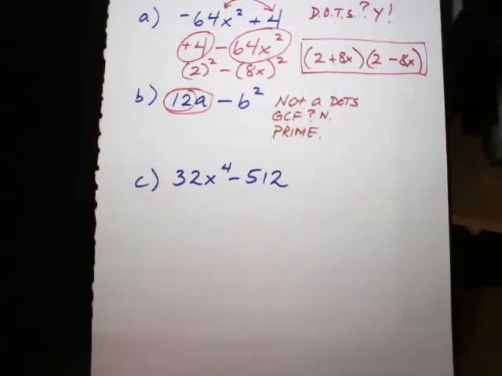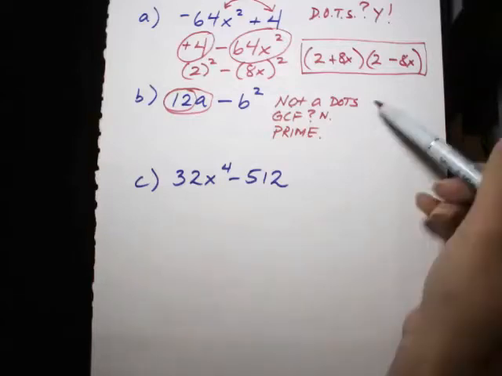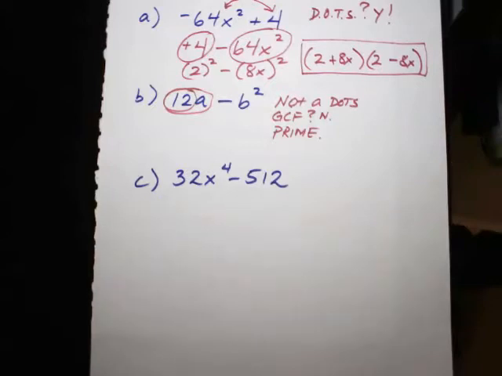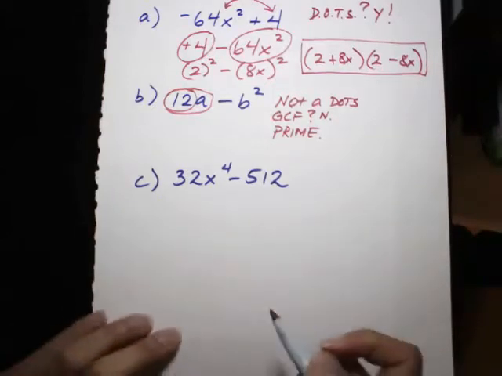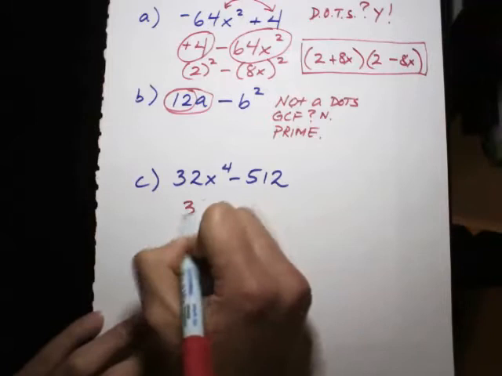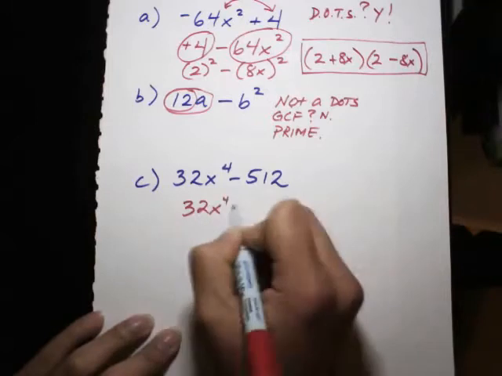C, let's take a look at this. What do we notice here? Well, first off, I notice that these are two even numbers. So I'm not sure if it's a DOT yet, but I definitely know that I can factor out a GCF. Let's figure out what that GCF is first. And if you recall, we can use the ladder approach.